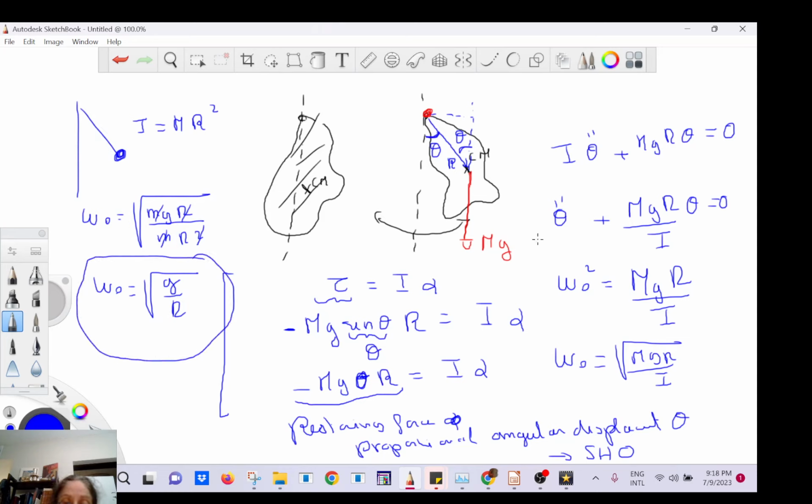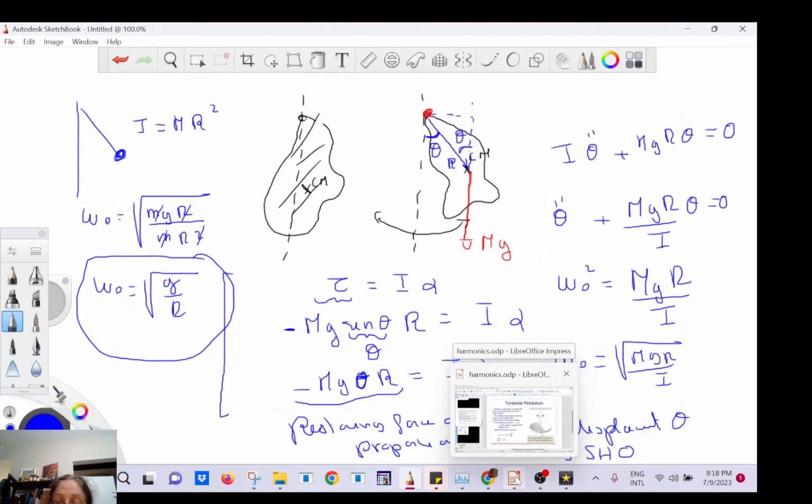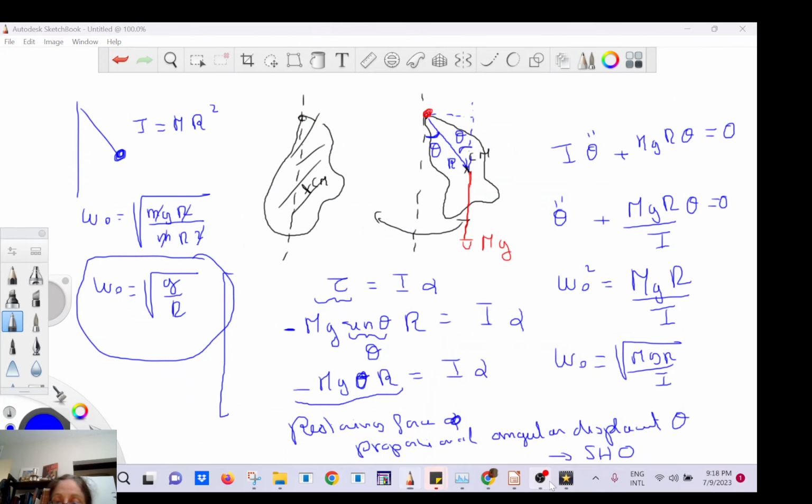So that was just a parenthesis. And next time we'll go into the cosine and the sine and the equation of motion. I hope it was not too long.